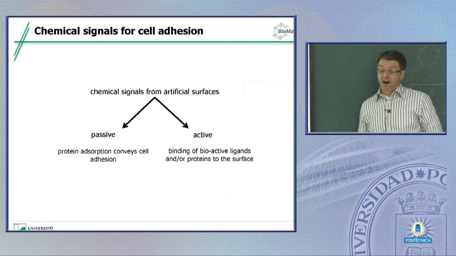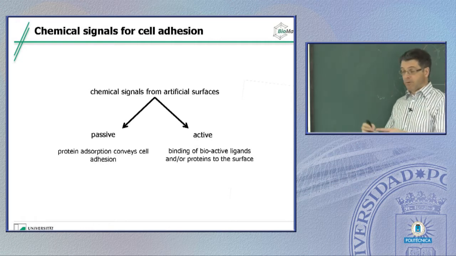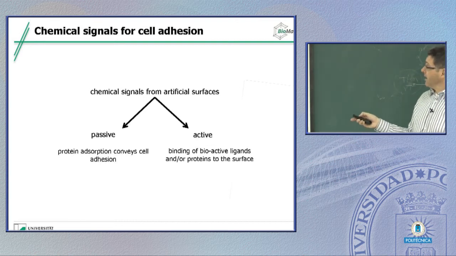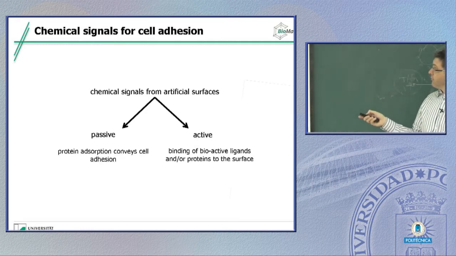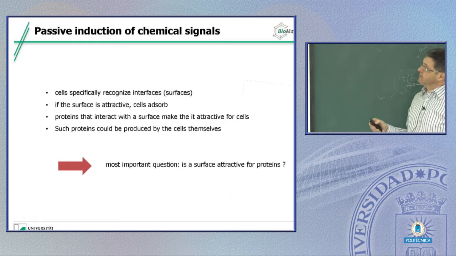And then, of course, there are active chemical signals, the ones that I've already mentioned. Bioactive ligands. This can be proteins, that can be peptides, it can be whatever, that are very specific for individual cell types. And these bioactive ligands, of course, they differ from tissue to tissue. And if you bring these ligands to an artificial surface, you have some active response because you get specific cells down to the surface. Let's start with the passive induction of chemical signals.